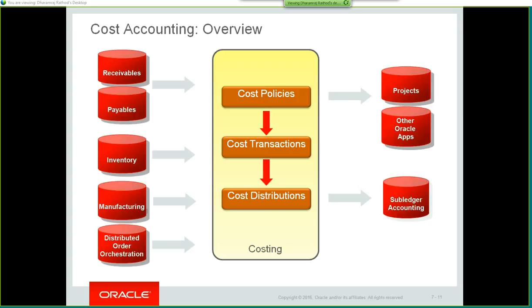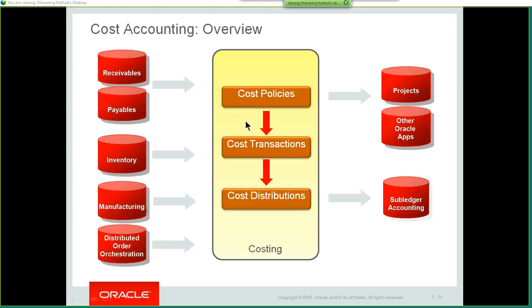And we also have an interface with the feeder system. In this case, it would be distributed order orchestration or order management. All of these transactions will be picked up by the cost processor, and the cost processor would account them based on the cost method and the other cost policies. Subsequently, it will be transferred to subledger applications, and the SLA would in turn generate the journal entries and transfer them to GL, and they will eventually be posted to the GL. So this interface would pick the eligible transactions and do all of this costing using the cost policies.